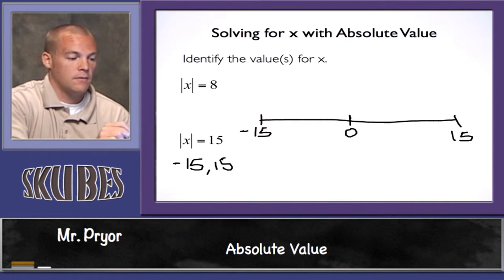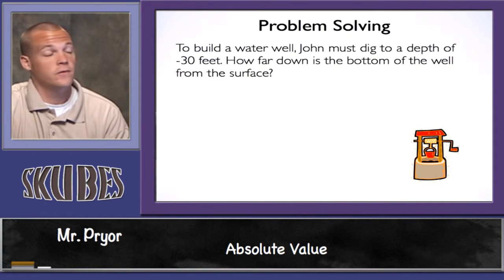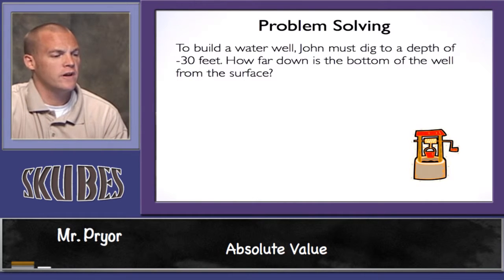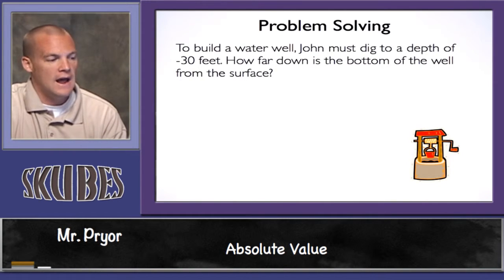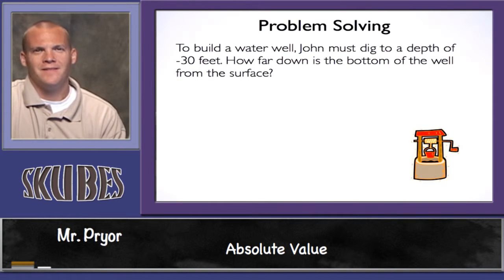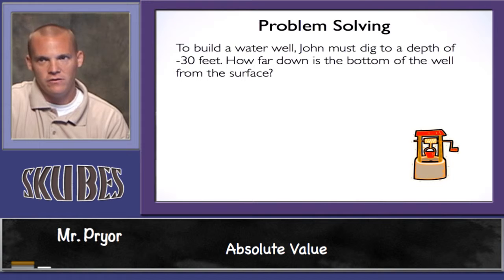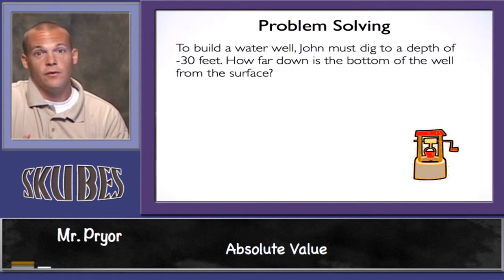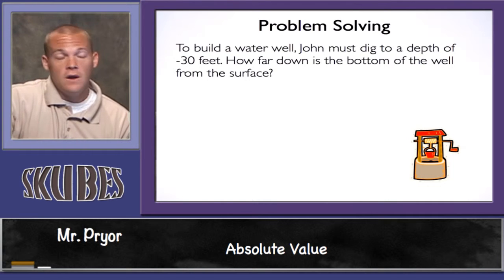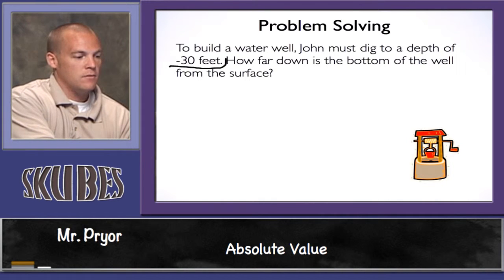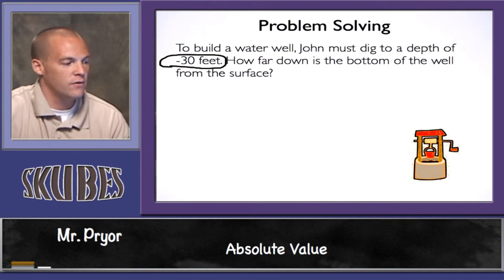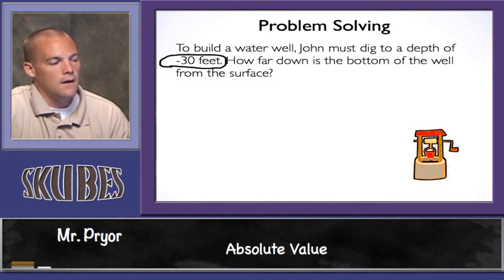So let's just look at a couple problems that you might run into, word problems. To build a water well, John must dig to a depth of negative 30 feet. How far down is the bottom of the well from the surface? Well, the interesting part about this problem is that's probably not how we would actually say it. We probably wouldn't say that he dug to a negative 30 feet depth, which is why I mentioned earlier that we don't really deal in negative distances. We would simply say that he dug 30 feet down, or below.